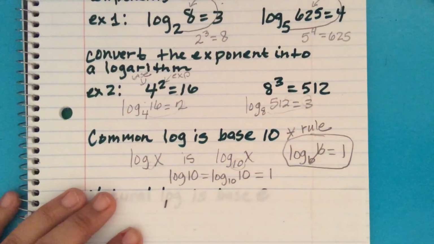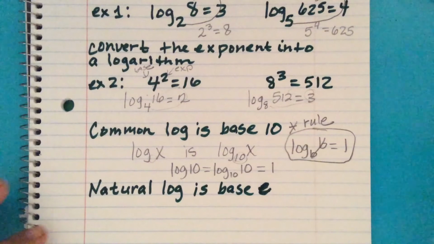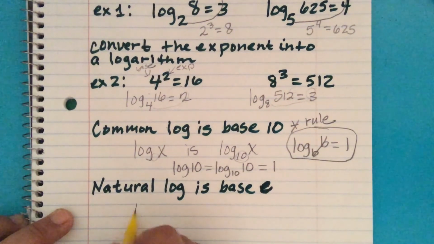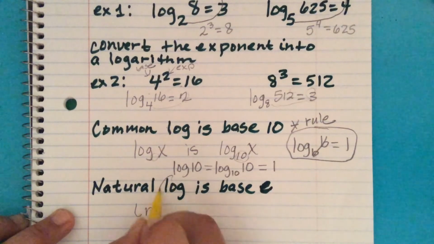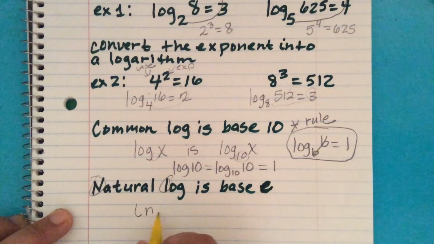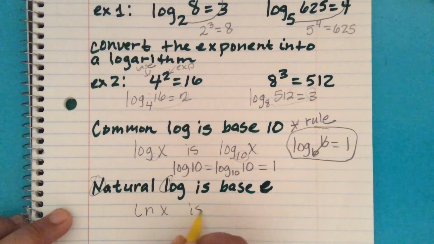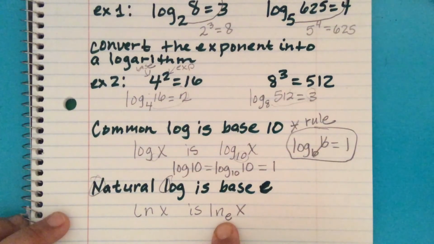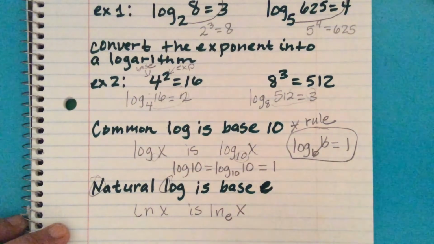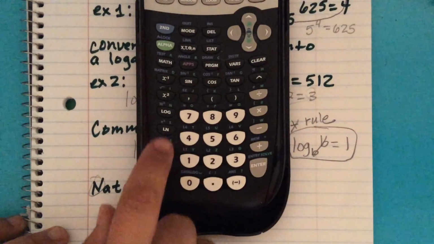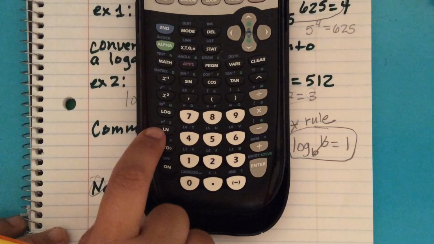The natural log is base e, and you always see it as ln. So they put the l first and then the n. And the natural log of x is the same thing as the log base e of x. But you don't put that all the time. You just say natural log of x. And that one is right there on the calculator, ln.